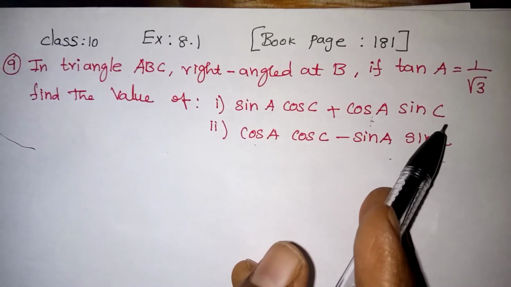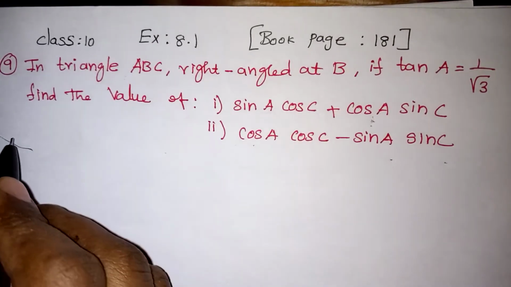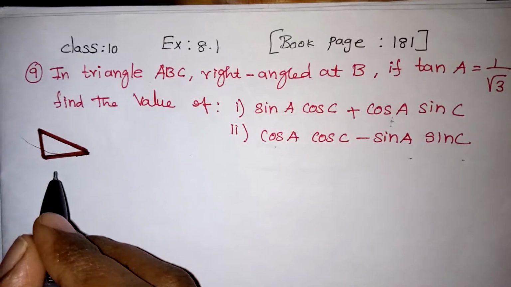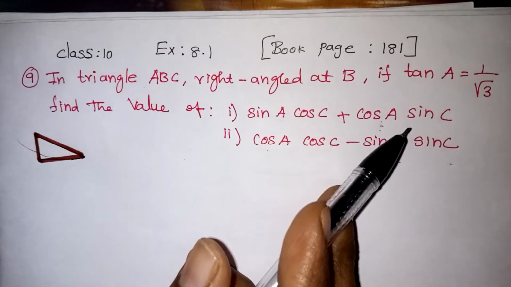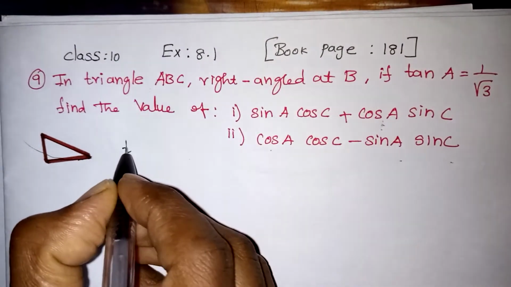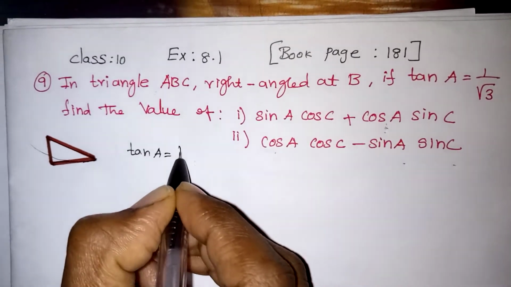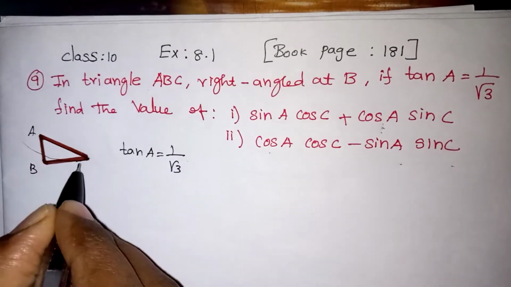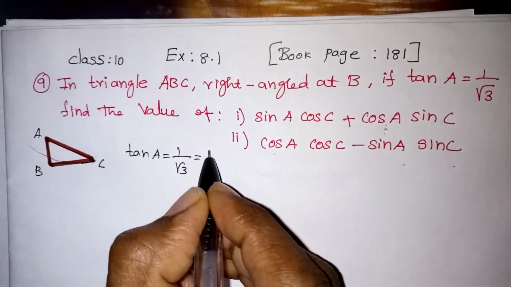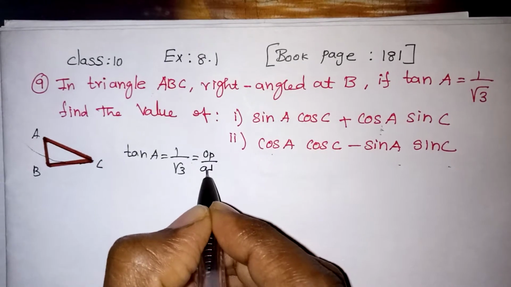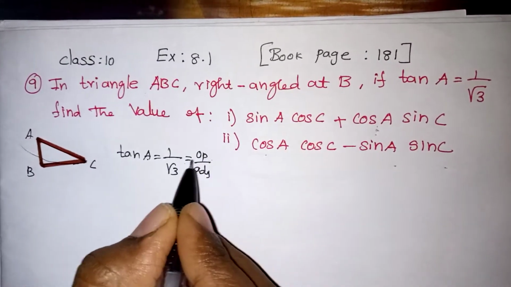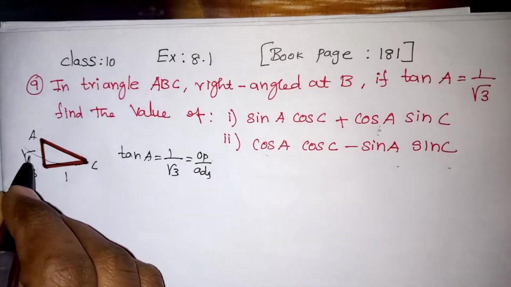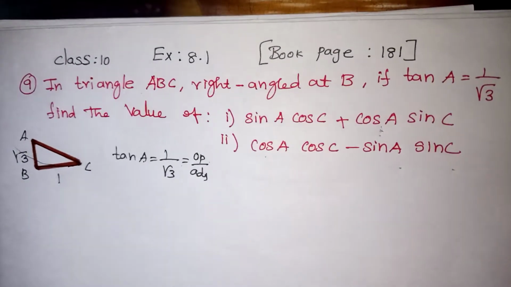First method, we are going to use the normal triangle way. So let us take the triangle first. Here, it is given that tan A is equal to 1 by root 3. Let us take the A, and this is B, this is C. Tan is nothing but opposite side by adjacent side. So from A the opposite side is 1 and the adjacent side is root 3. This hypotenuse side we don't know. We need to find it out.